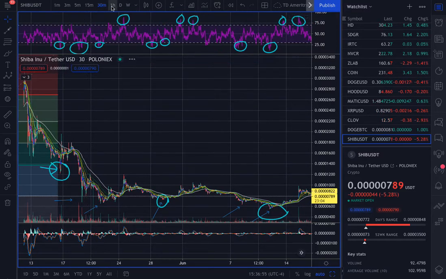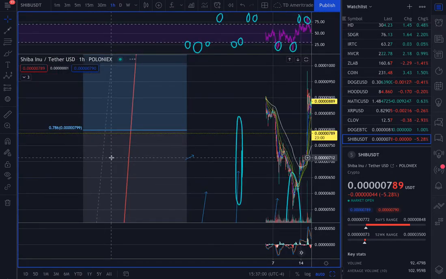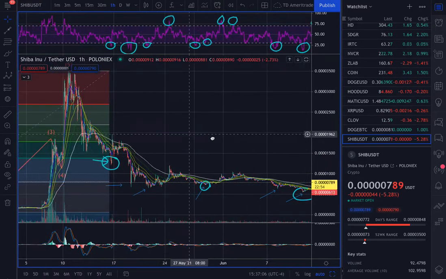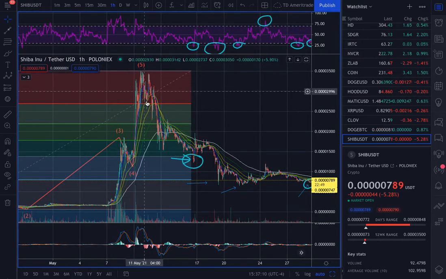What shape is this correction? Let's see if we can shape this out. Okay, so what was this big fall down? Were these threes like with Doge? 1, 2, 3, 4, 5, maybe?